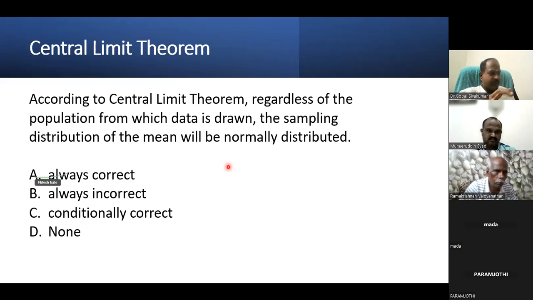The only condition is that the number of students in every class should be sufficient. If you have only 2 students in a class, the central limit theorem may fail. It may sometimes succeed with a sample size of 2 also. But if your mean is not following a normal distribution, you can make it follow one just by increasing the sample size. So the correct answer to the question is conditionally correct. All of you understand?